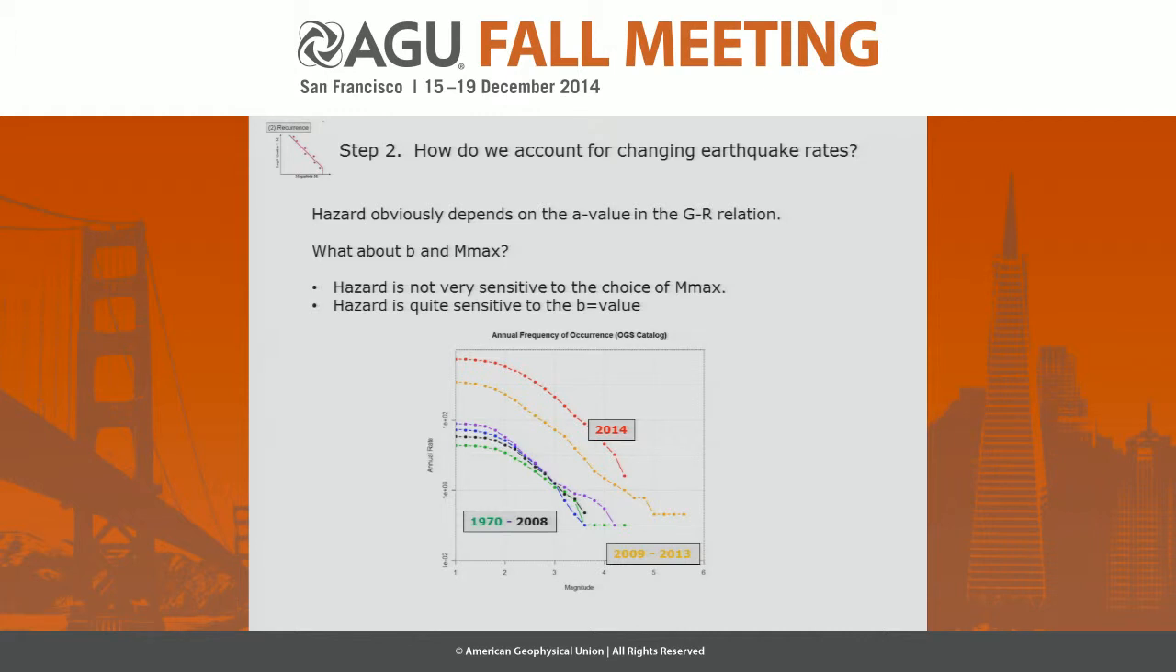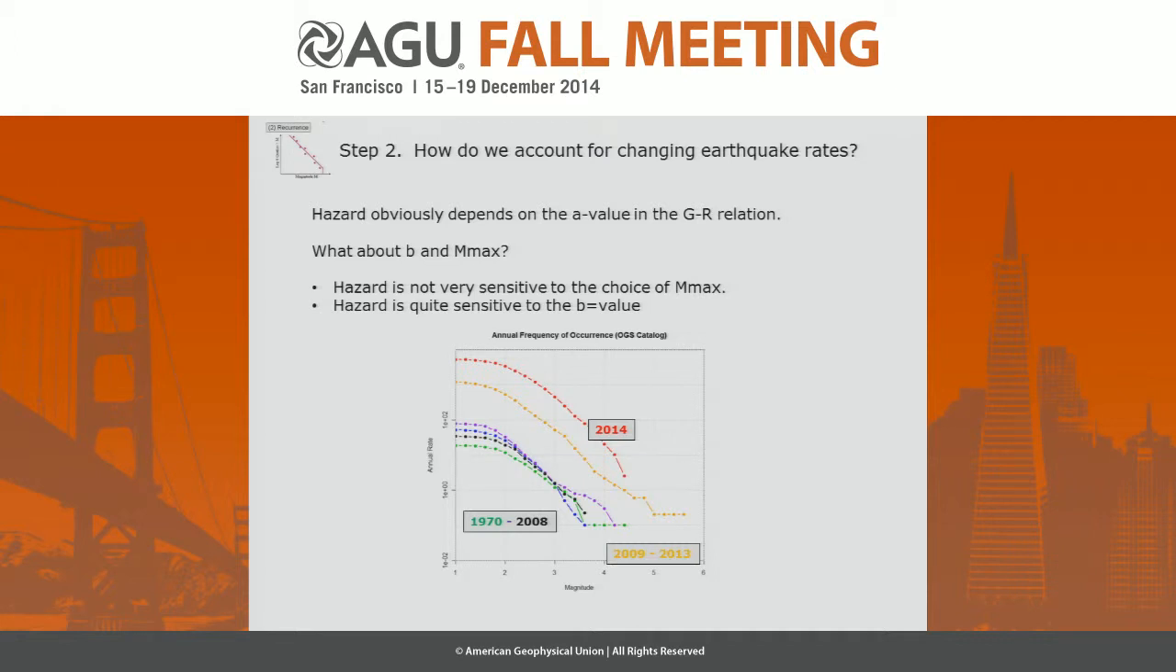It's going to be a little bit trickier to understand what to do with the magnitude-frequency relationship. Here I'm showing some cumulative magnitude-frequency curves for Oklahoma. This is Oklahoma Geological Survey data. All of the curves clumped together here cover 1970 through 2008. You can see it's a very constant process. 2009 through 2013, we're up by about an order of magnitude. 2014, up by another order of magnitude.